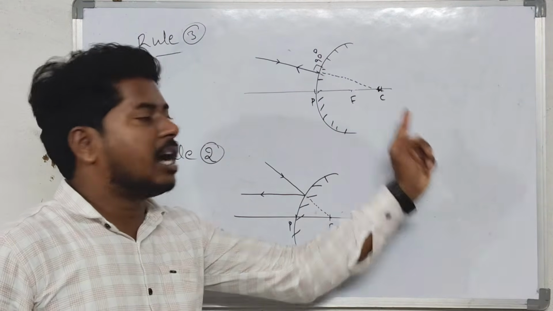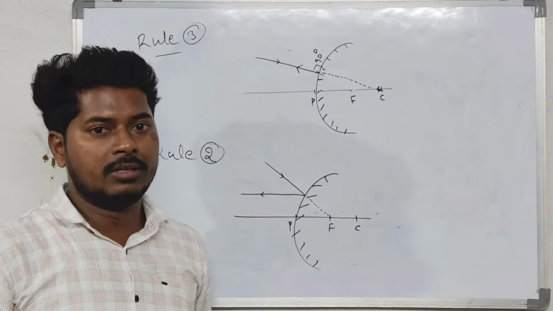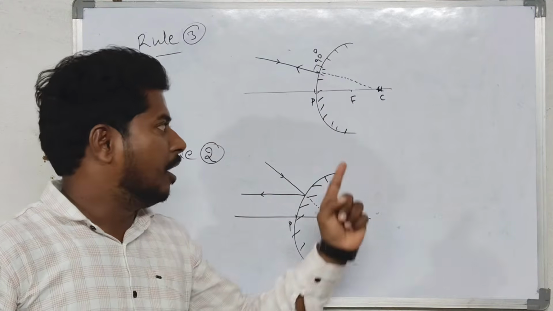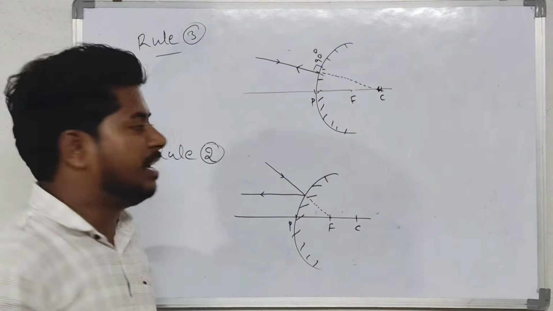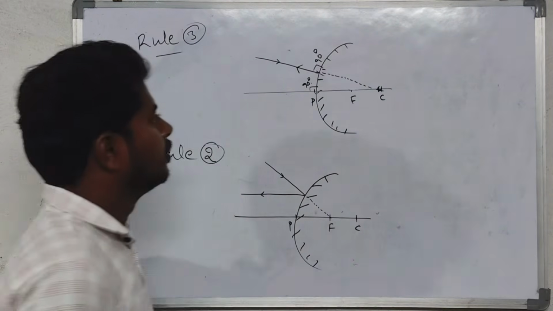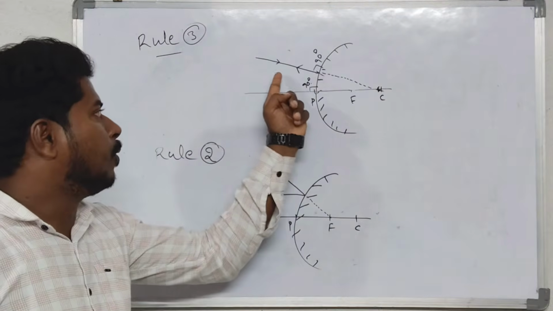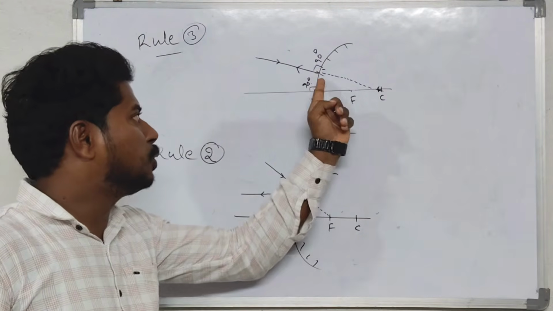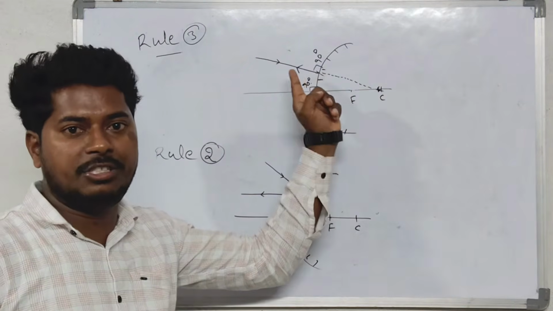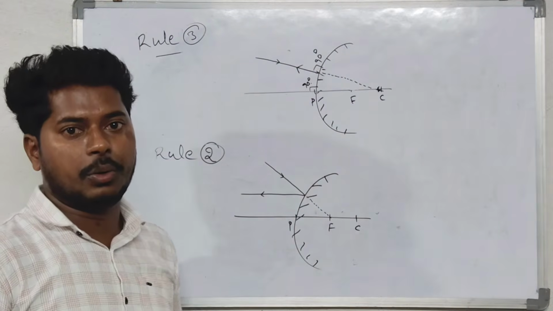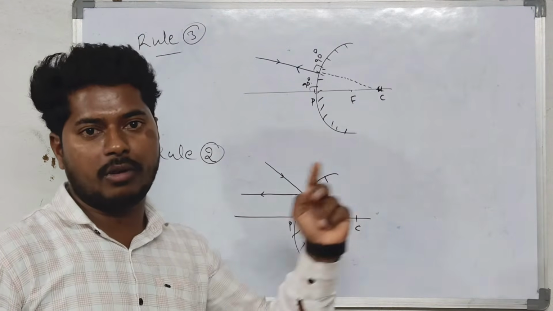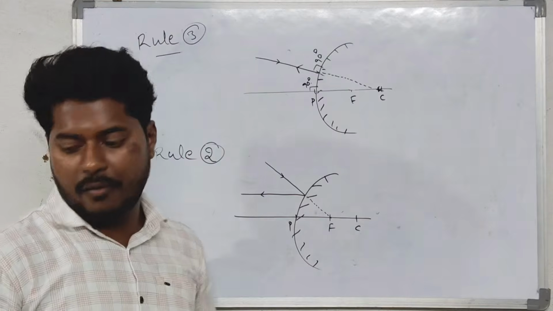Here the principal axis also passes through the center of curvature. This principal axis acts as a normal at the point of incidence, and it makes 90 degrees. So a ray of light towards the mirror that appears to pass through the center of curvature gets reflected back along the same path. This is the third rule. Let us draw the ray diagram by using any two possible rules out of these three rules. Then the image can be formed.